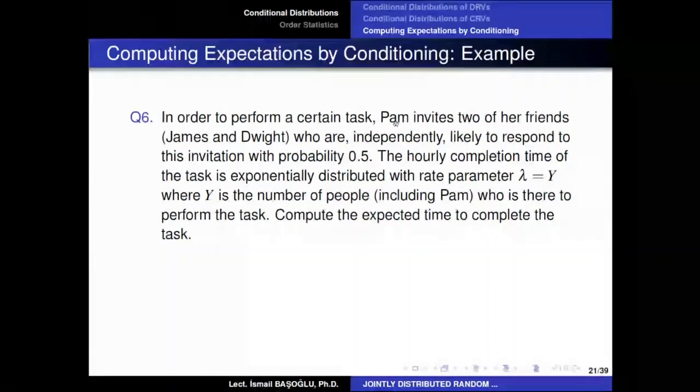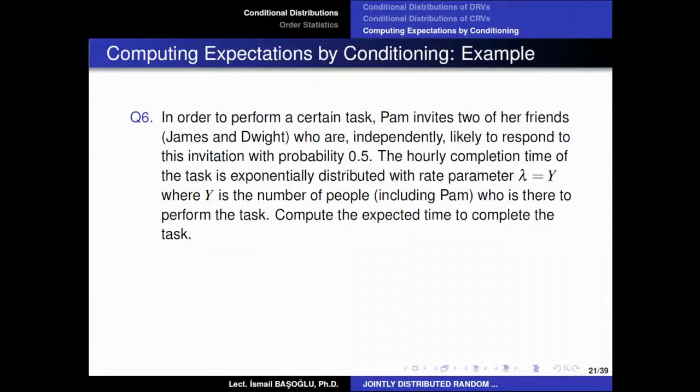So there are three different situations here. Either Pam is going to perform this task by herself, or Pam plus one guest is going to arrive and together two people are going to perform that task, or both of the invitations can be responded to positively, which means together all three people can perform this task. So basically, the number of people that is going to perform this task is going to be 1, 2, or 3.